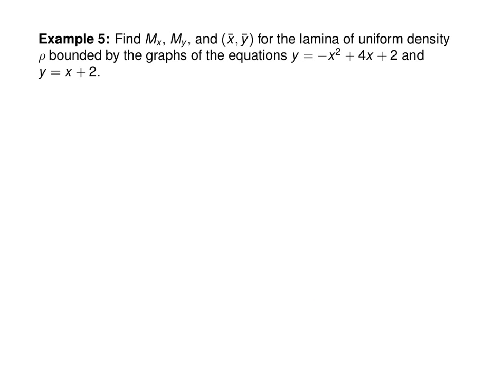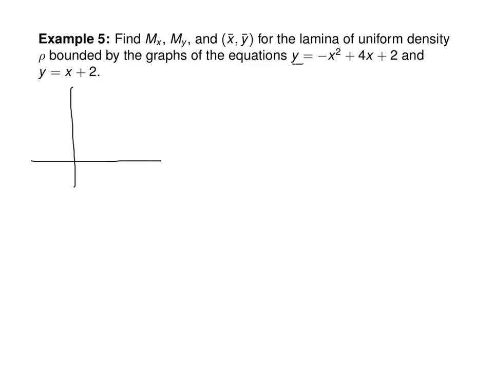So let's do another one. Find Mx, My, and x bar, y bar for the lamina of uniform density rho bounded by the graphs of the equations y equals negative x squared plus 4x plus 2 and y equals x plus 2. So first, let's graph these equations.